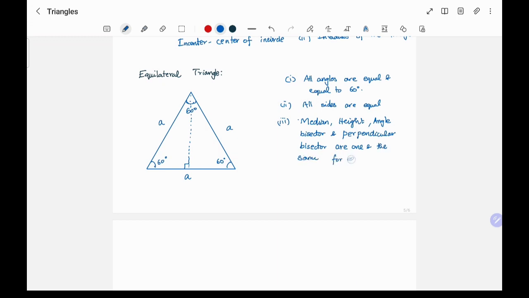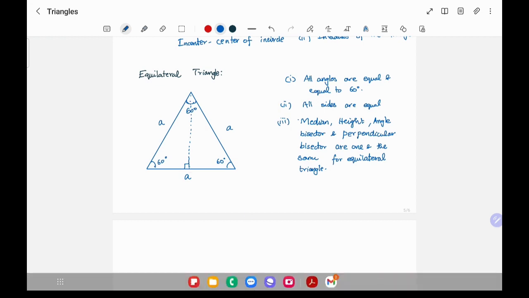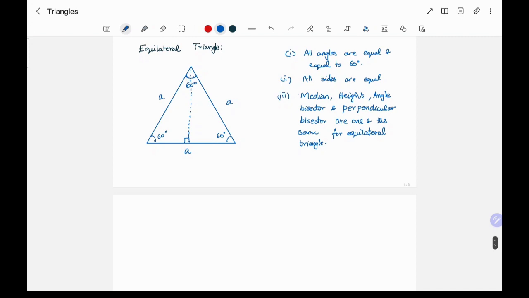For an equilateral triangle, because of symmetry, all these coincide. So if you draw a 90 degree line, this is a height, an altitude I have drawn, but it is also a bisector, a perpendicular bisector. So this will be a by 2 and this will be a by 2. You can use Pythagoras theorem to find the height.